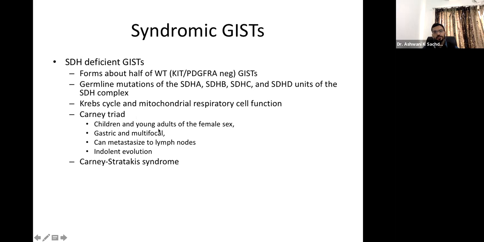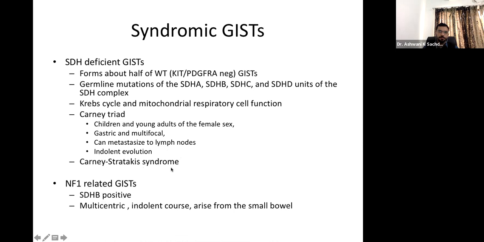They are more common in children and young adults with female sex, and they are more likely to be present in stomach and are multifocal. They commonly metastasize to lymph node, in contrast to the sporadic GIST and those associated with KIT and PDGFR mutation. Normally, GISTs do not metastasize to lymph nodes, but SDH deficient GIST, which are associated with the syndromes like Carney's and Carney-Stratakis syndrome, are more likely to metastasize to lymph nodes, and they have an indolent course.